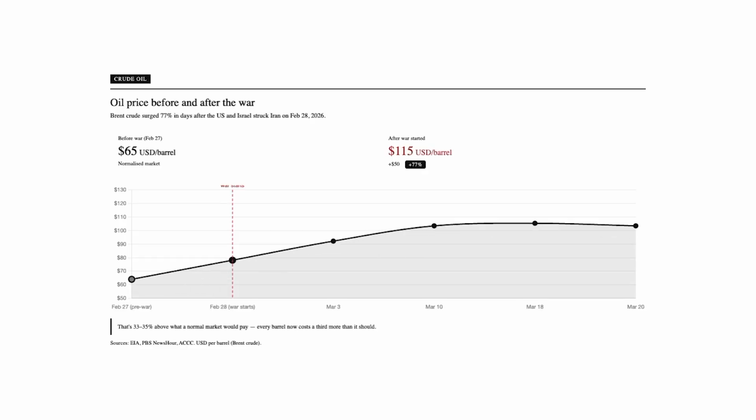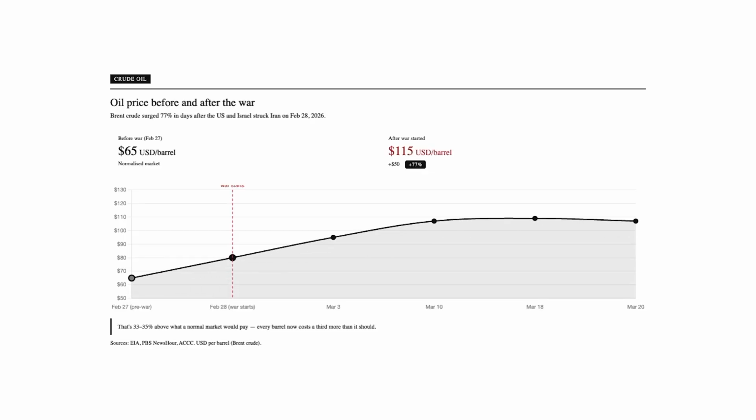So how does higher oil prices affect the economy? Well, let's break it down a little bit more. Now, before the war started, oil was around 65 USD per barrel. When the war started, oil actually shot up to $115 per barrel, which is around 33 to 35% more than what we are usually paying on a normalized market.